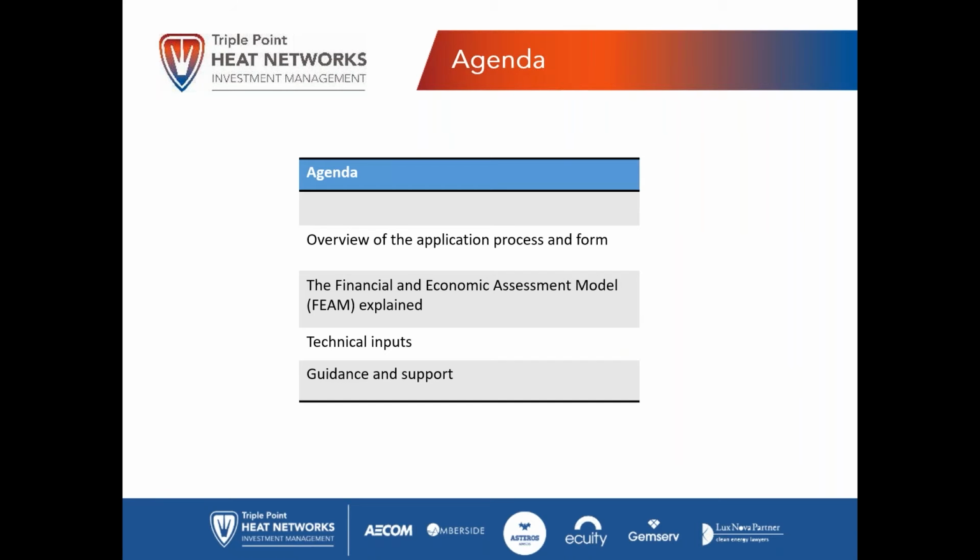So just a brief agenda for today. I'm going to give you an overview of the application process and the form itself. Then I'll hand over to Simon, who will talk about the financial and economic assessment model. It's really important that you understand this element when you're applying for HNIP funding. Then Andrew will talk about some of the technical inputs in regards to the application itself, and we'll close with an overview of some of the guidance and help that's available from the team.